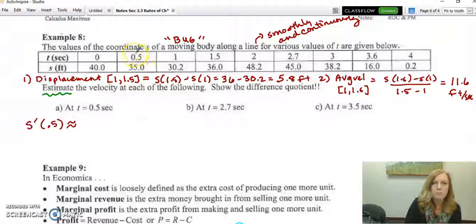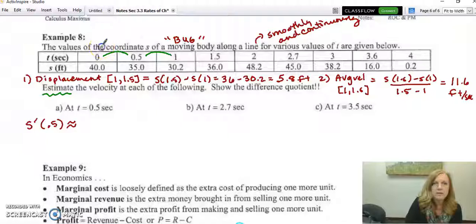Now let's take a look at 0.5. I actually have 0.5 in the table and I know the position. And then I look and I see that I have exactly a half away this way, half a second later, I've got this value on this side. I could use these values and calculate the average velocity for 1.5 to 1. I also have as an option, I can calculate the average velocity from 0.5 to 0 or 0 to 0.5 and use that as an estimate.